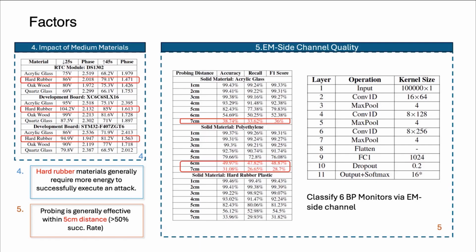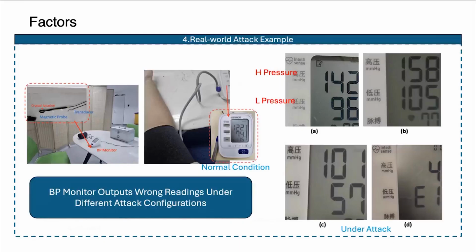We use a BP monitor as an example. We collect the EM leakage data under different probing distances, then train a deep learning classification model. We then prepare some testing EM signals and get the model classification accuracy. We found that under our current physical settings, probing is generally effective within 5 centimeters, which means over 50% success rates. We then further evaluate the effectiveness of the attack on commercial devices.